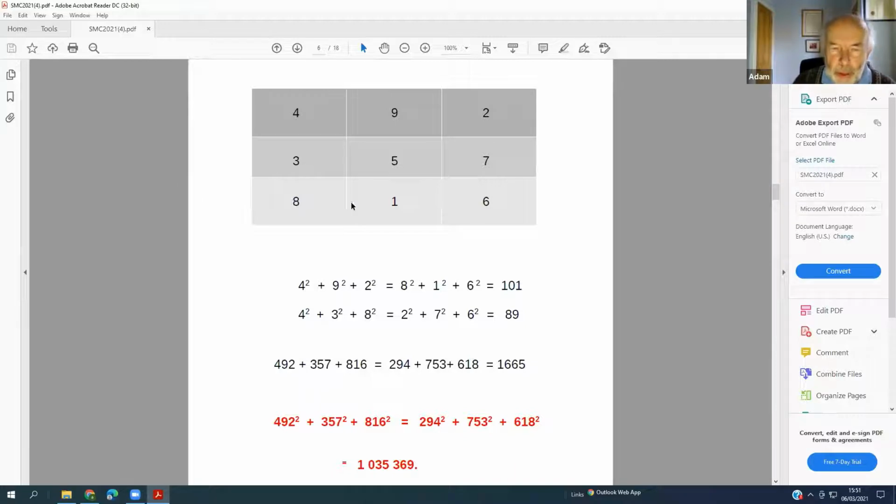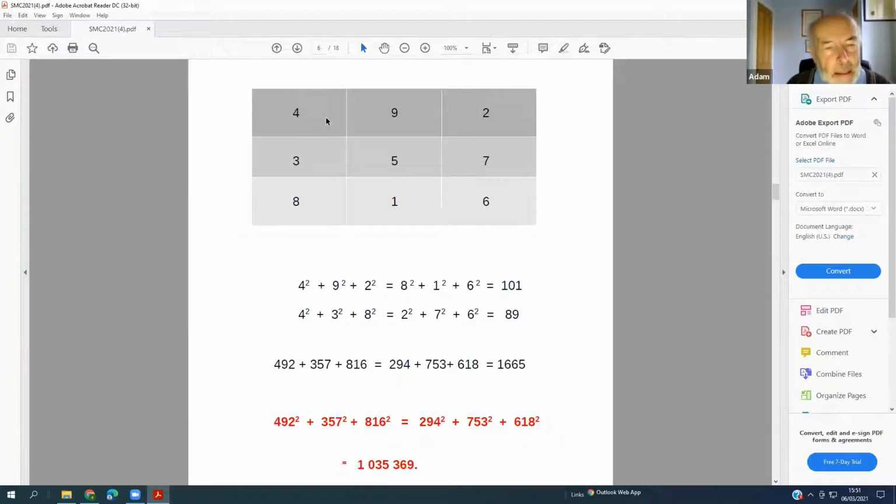Do the same for the bottom row. 8 squared plus 1 squared plus 6 squared. That also adds up to 101. Don't try it on the middle row, it doesn't work. Right? But first row and the third row, sums of the squares are equal. And of course, as you would expect, what works for rows works for columns. So if you take the first column, 4 squared plus 3 squared plus 8 squared, and 2 squared plus 7 squared plus 6 squared, they turn out to be the same as well, 89. Let's just park that for a minute and we'll come back to an investigation into why that might be general.